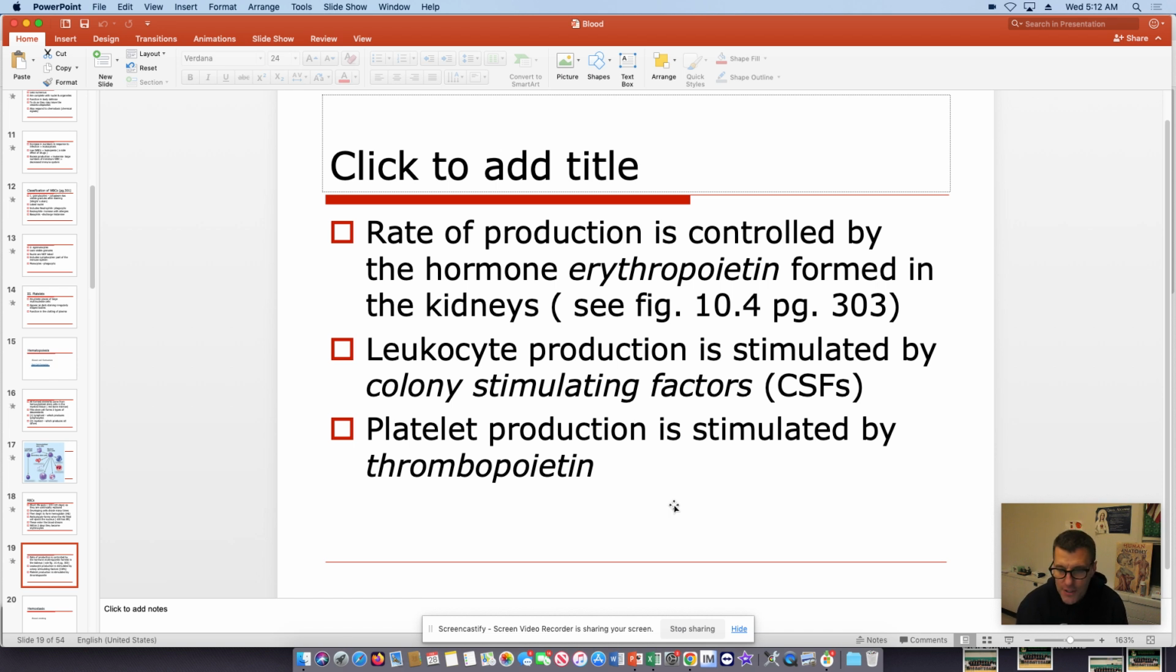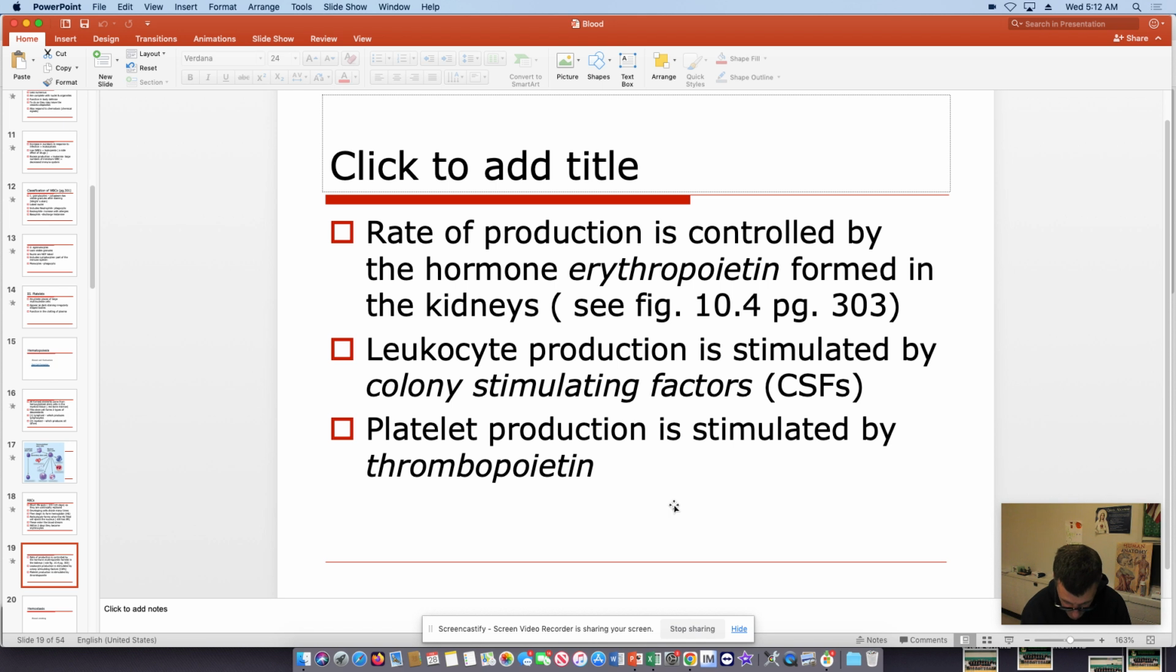Leukocyte production is stimulated by colony stimulating factors. And we're not going to talk too much more about that. While you're finishing writing, I'll read you a little passage.